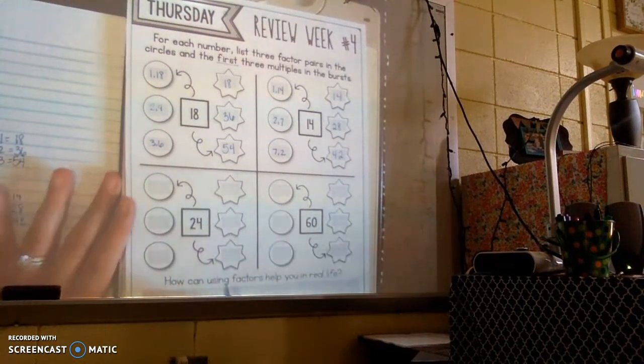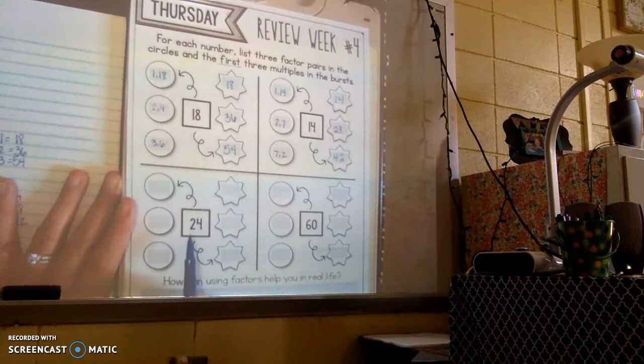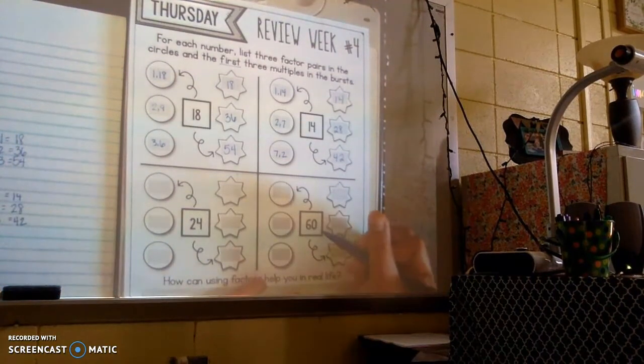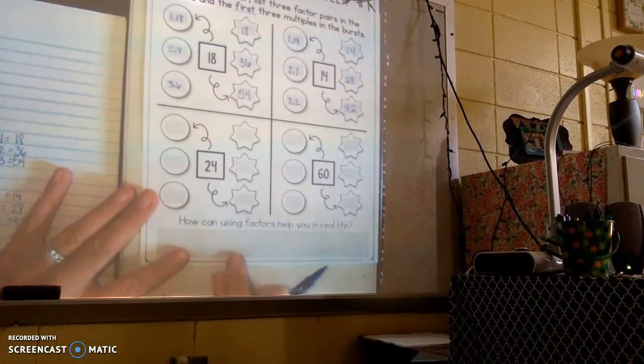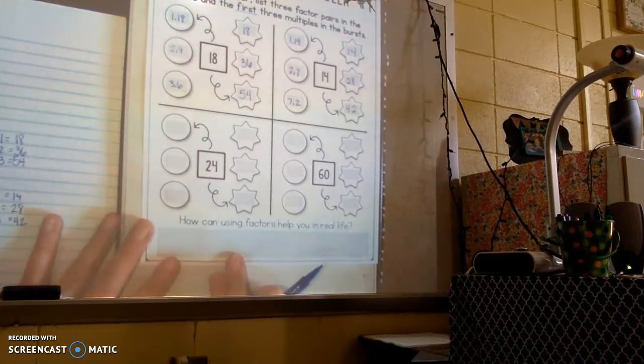Okay, so you are going to find 3 factor pairs and the first 3 multiples for 24, and then 3 factor pairs and the first 3 multiples for 60. And then there's a thinking question down at the bottom. How can using factors help you in real life?